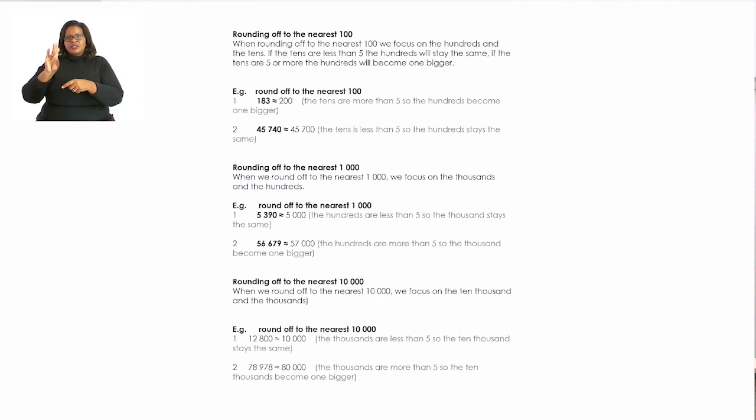Rounding off to the nearest 1,000. When we round off to the nearest 1,000, here we focus on the thousands and the hundreds. Now let's look at our first example. 5,390. Let's read what it says in our brackets. The hundreds are less than 5, so the 1,000 stays the same. If we look at our example, we see our 100 is a 3, so it cannot change our 1,000. Our 1,000 stays the same, and that is rounded off to the nearest 5,000.